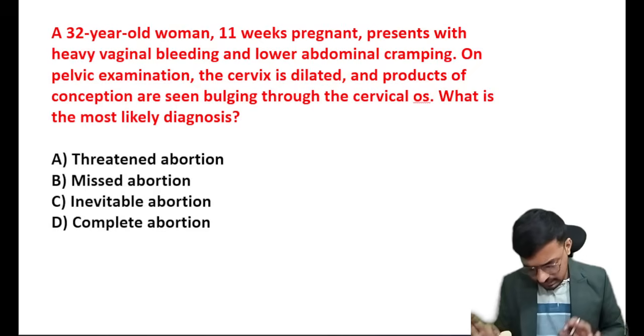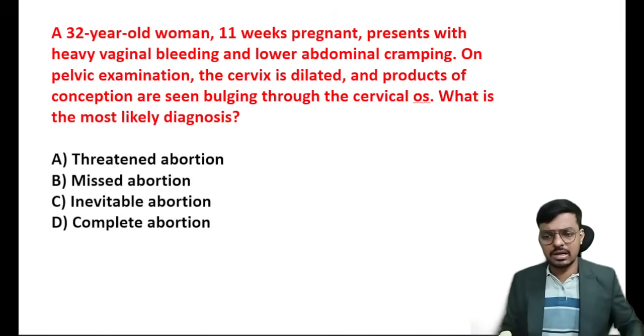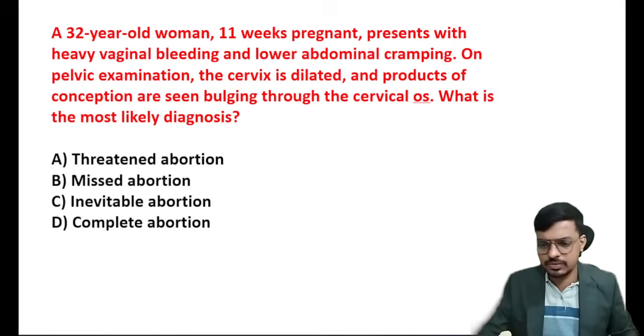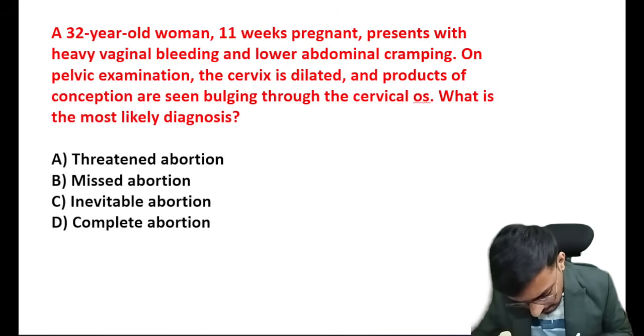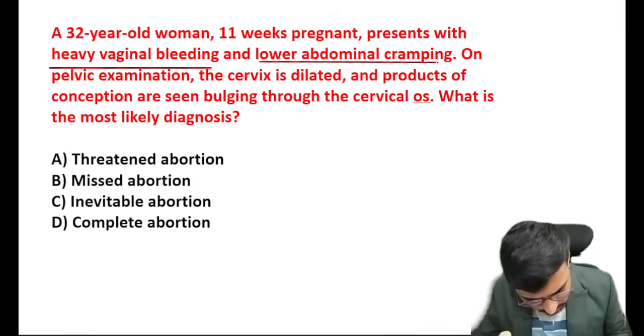And here is the next question. Please read the question completely till the end and give the best answer for this particular question. I'm waiting for your answer. A 32-year-old woman, 11 weeks pregnant, presents with heavy vaginal bleeding and lower abdominal cramping. So what happened? Now she is having heavy vaginal bleeding and her lower abdomen has started cramping.